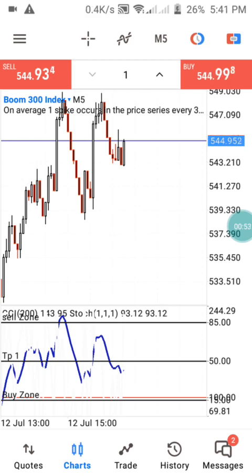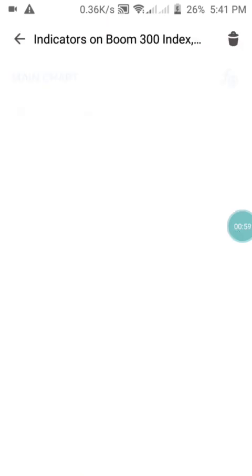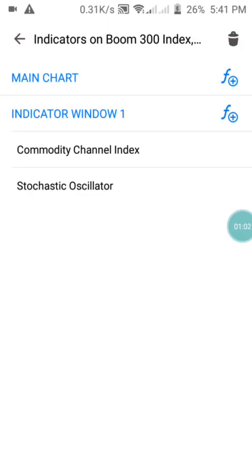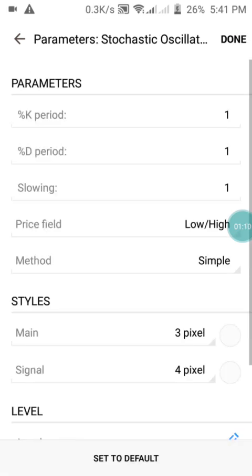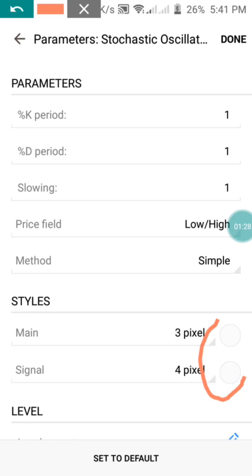Before the trades, let me show you the settings of this strategy so that you can also set it up on your phone. We have only two indicators that we are going to be setting. The first one is our stochastic oscillator, where we have our K period to be 1, our D period to be 1, our slowing to be 1, our price feed to be low/high, and our method to be simple, and we have our style to be the color of our background. So if you are using black, make sure you put black as the color here.